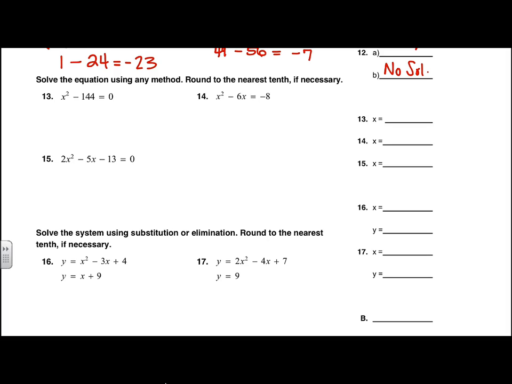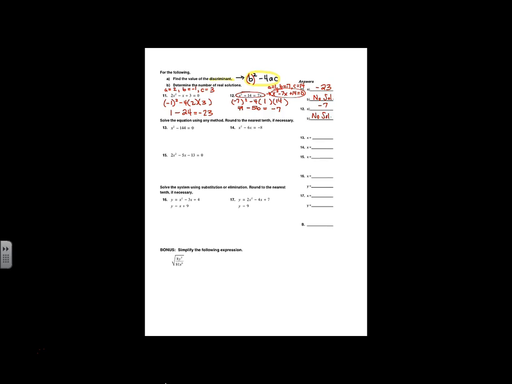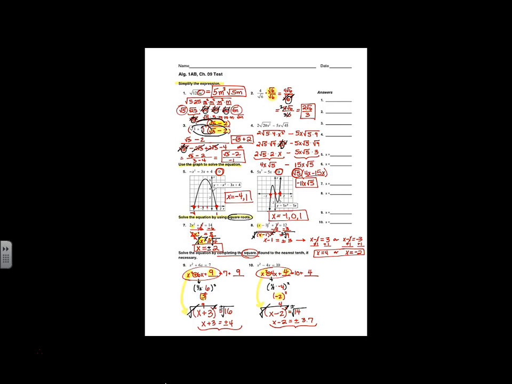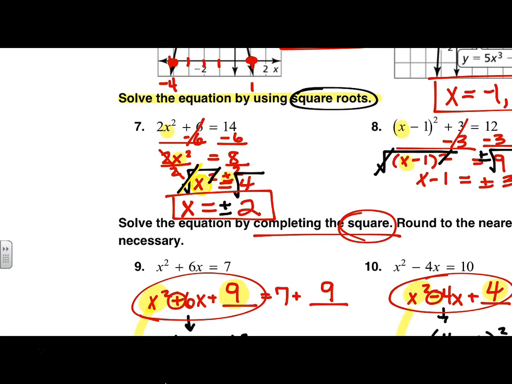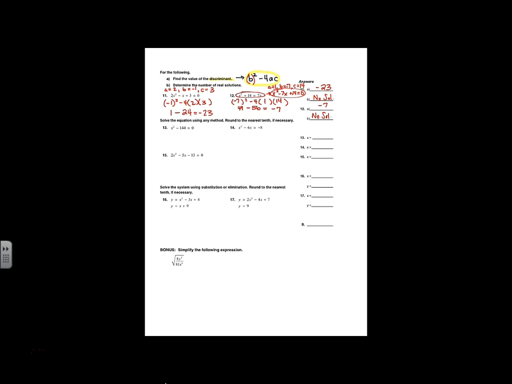So, on number 13, we technically have options, but kiddos, did anybody see that number 13? Hold on, quick, go back. Does it look at all like number 7? How do we solve number 7? Just read the directions for me. Solve the equation by using square roots. So how can we use square roots to help us with number 13?